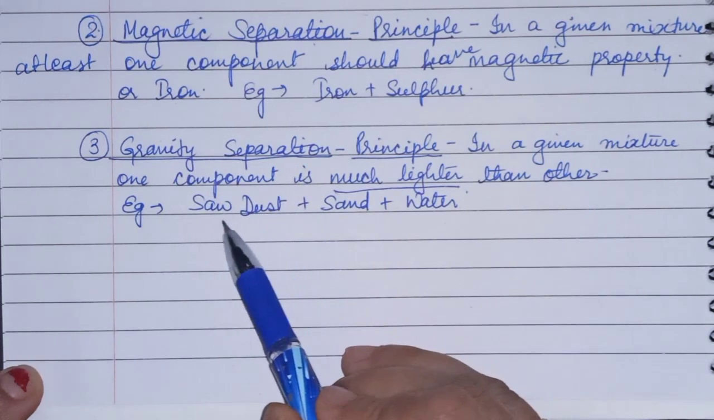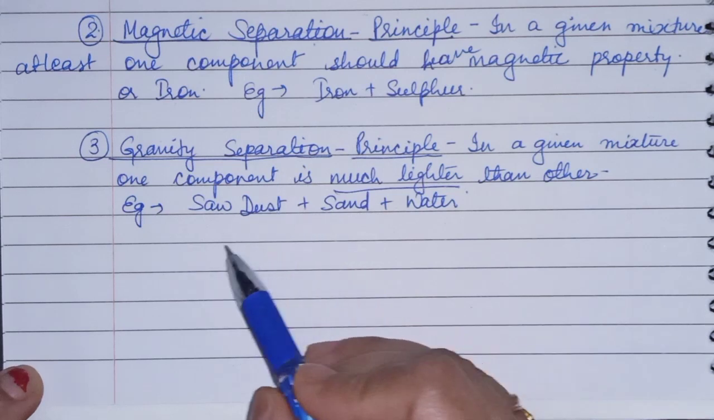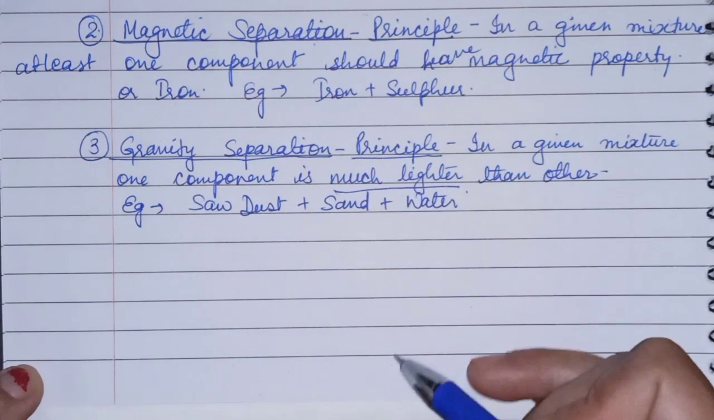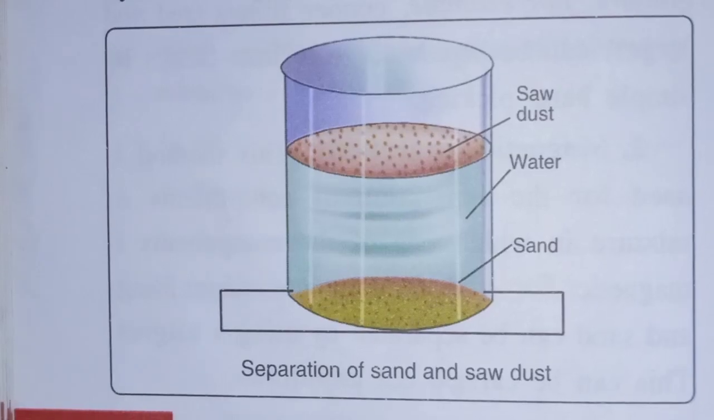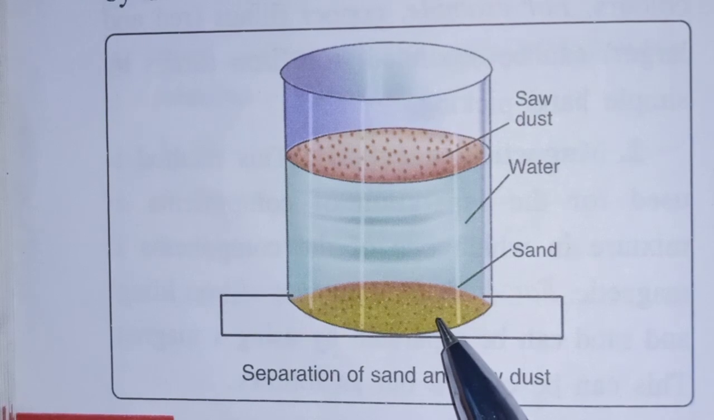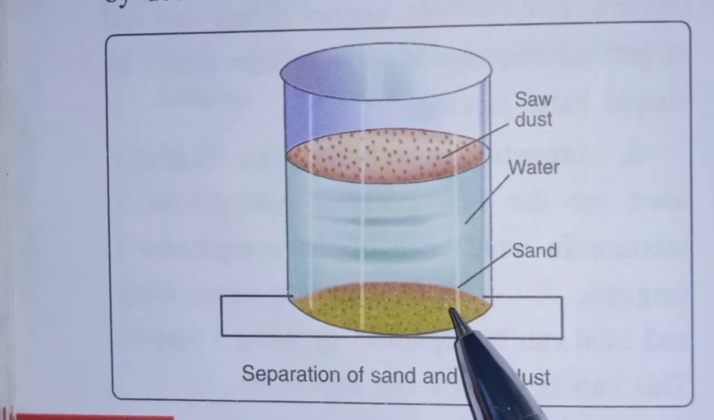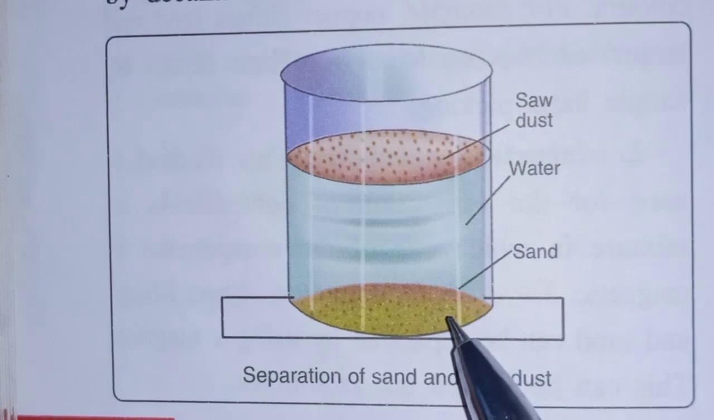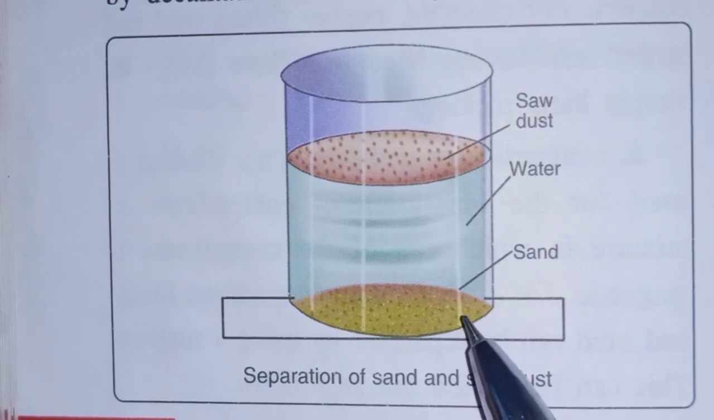The lightest particle will float at the top of the mixture and the heavier particle will settle at the bottom of the mixture. See here, sand has settled at the bottom because it is the heaviest among these, and it is attracted by the gravitational pull. That's why it has settled at the bottom.